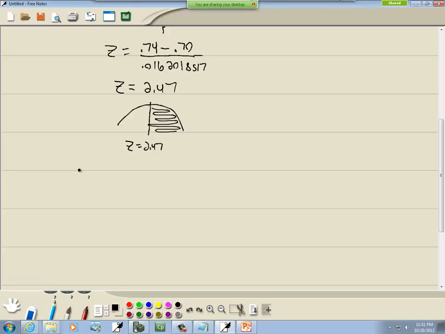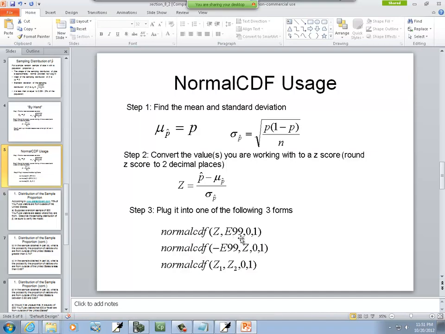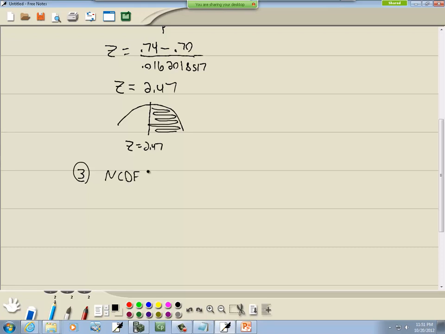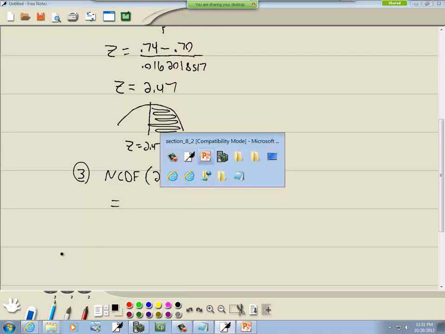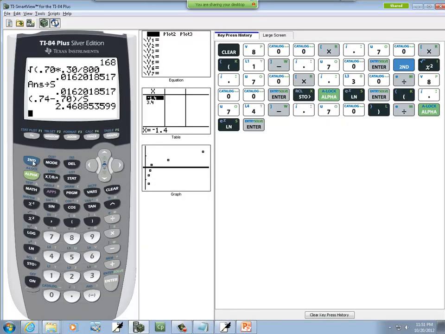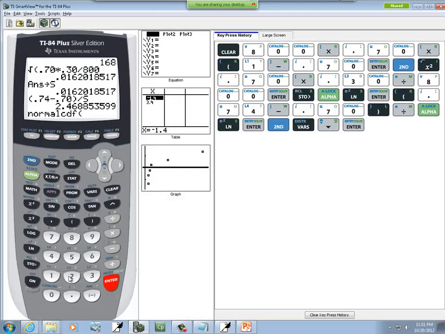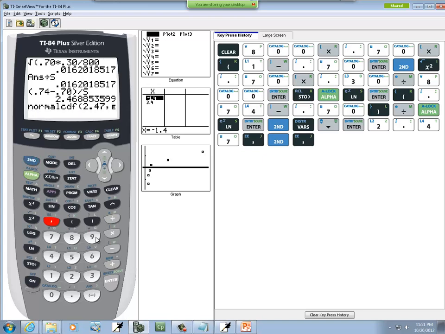And step 3. I'm shading to the right, so it's going to E99, so it's the first one. So we'll do normal CDF, 2.47, E99, and then 0, and then 1. I'll do second vars, choose normal CDF, 2.47, comma, second comma for the E99, comma 0, comma 1.